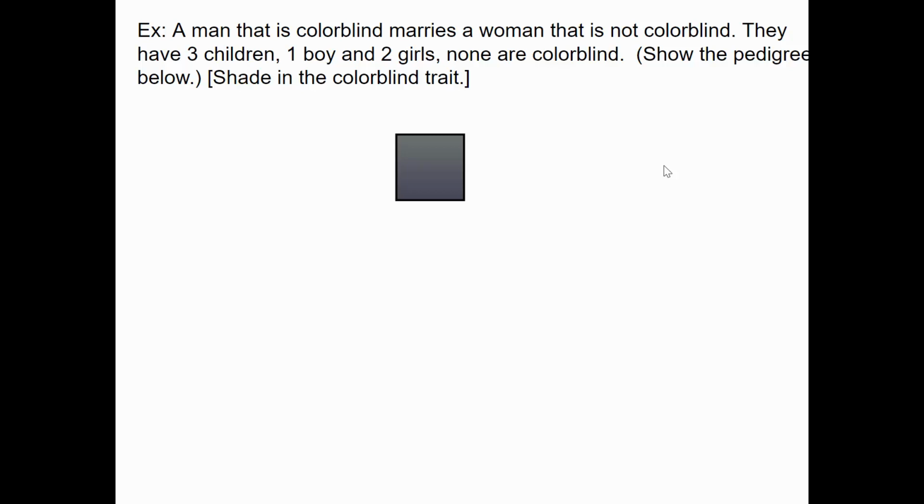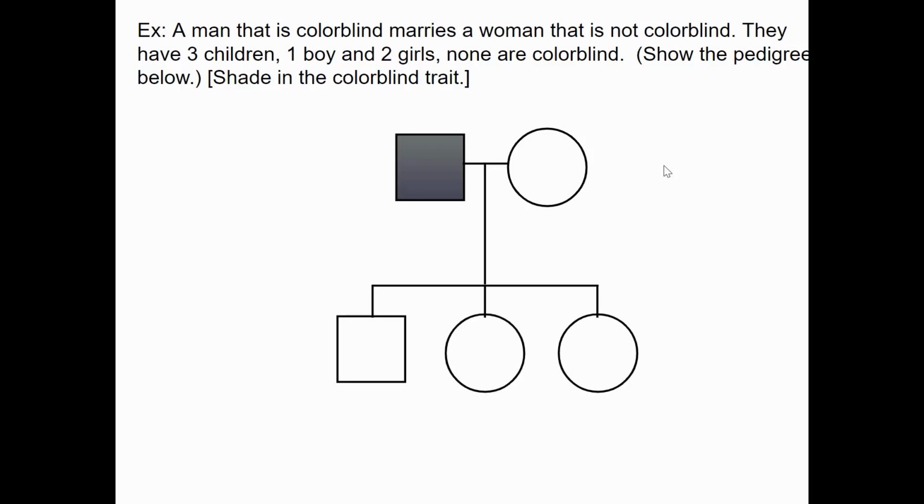What about his wife? Where is her symbol going to go? Right next door, and they're going to be connected horizontally. Where are their children going to go? Below them. So we'll draw a line down between the two, and we'll draw a little space for the 3 siblings. None of them are colorblind. So what are the symbols that we need? 1 square, 2 circles. Are any of them shaded? No.